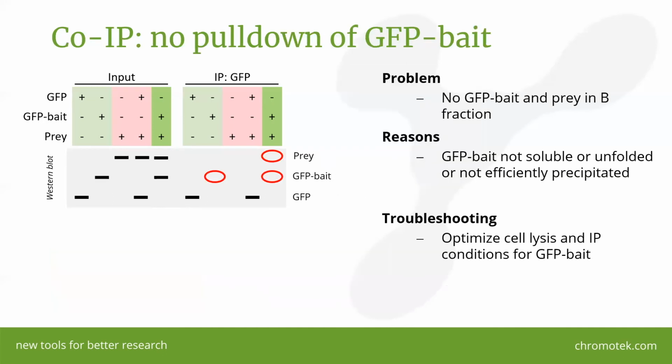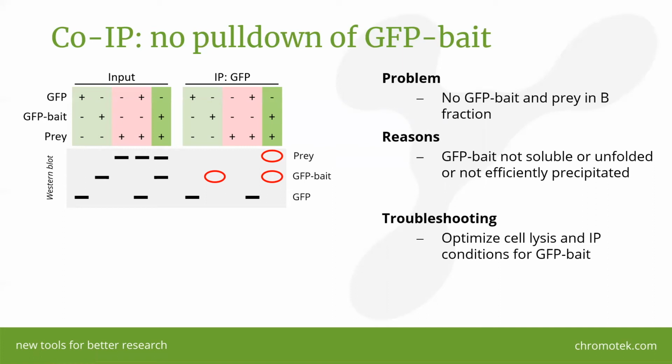So we come now to our next case. What happens if we face a problem? In this case, there is no pull down of the GFP-bait. The input looks essentially the same as expected. You can detect the GFP protein, you can detect the GFP-bait protein, the prey protein, and so on. But if we look at the bound fractions, we can see that the GFP immunoprecipitation worked well, but there is no band visible in the red circles. So the GFP-bait band, which should be present there, is not visible in the positive control.